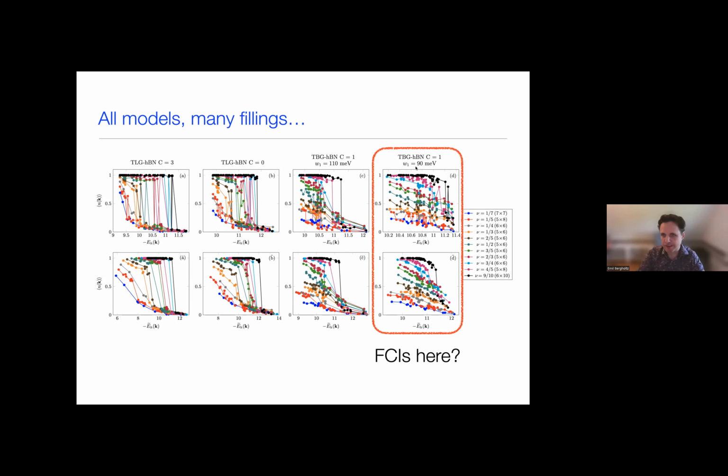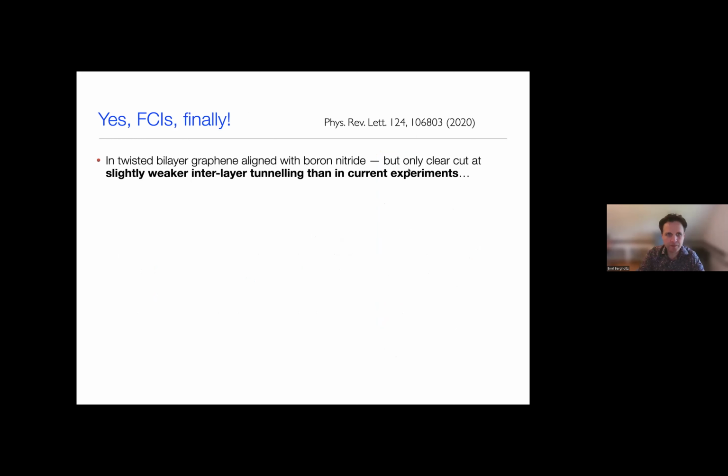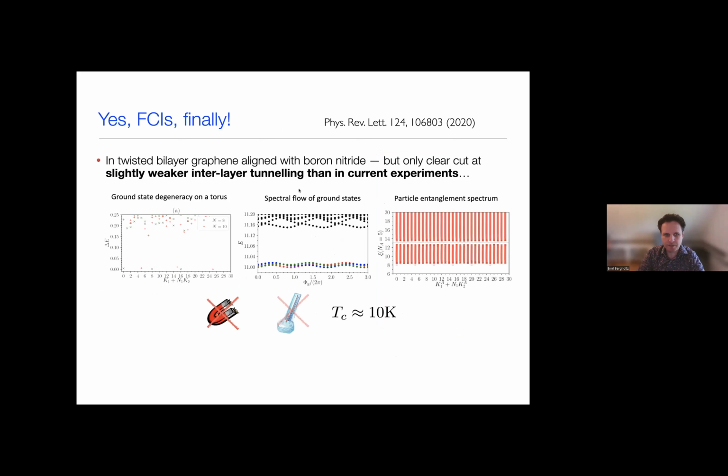So let's look at this case. It's slightly off the ideal parameters, but let's look there anyway. Well, yes, then we find fractional Chern insulators. So this is twisted bilayer graphene aligned with boron nitride. And we find FCIs in a clear-cut way only if we have slightly weaker interlayer tunneling than in current experiments. So there is ground state degeneracy on a torus, spectral flow of ground states, particle entanglement spectrum, everything is consistent with the fractional Chern insulator.